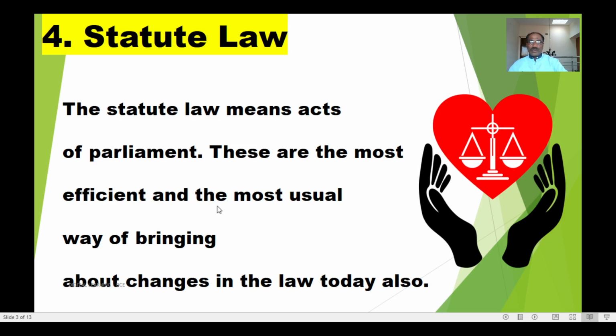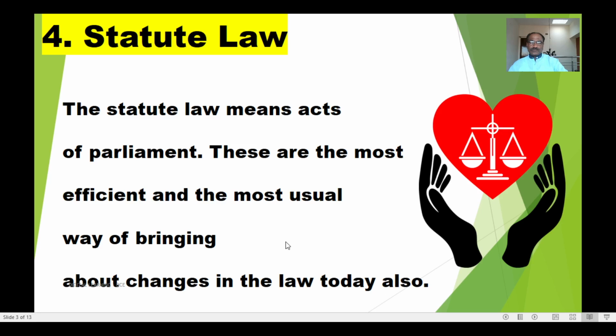Why can we say that they are the efficient and most usual way of bringing about change? Because the assent and approval of the governor and the approval of the president is required to bring that act into implementation and to make the law. Therefore it is the efficient and the most usual way of bringing about changes in the law.